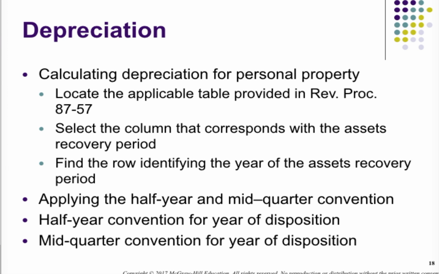So you basically just follow these steps anytime you're trying, for tax purposes, to depreciate personal property. Again, this is not personal use property. This is actual personal property, meaning not real property. So you locate the applicable table in 8757, select the column that corresponds with the asset's recovery period, find the row identifying the year of the asset's recovery period, and either apply half-year or mid-quarter convention, and basically that's what you do.